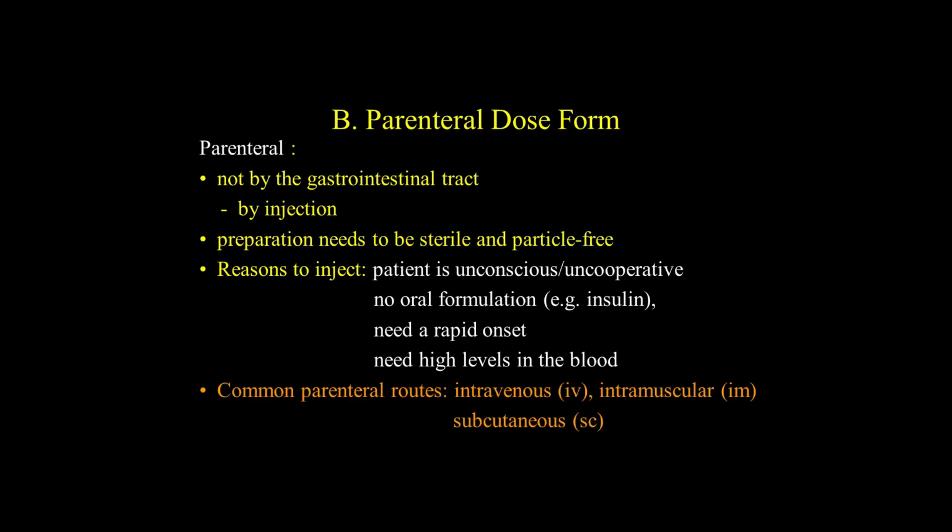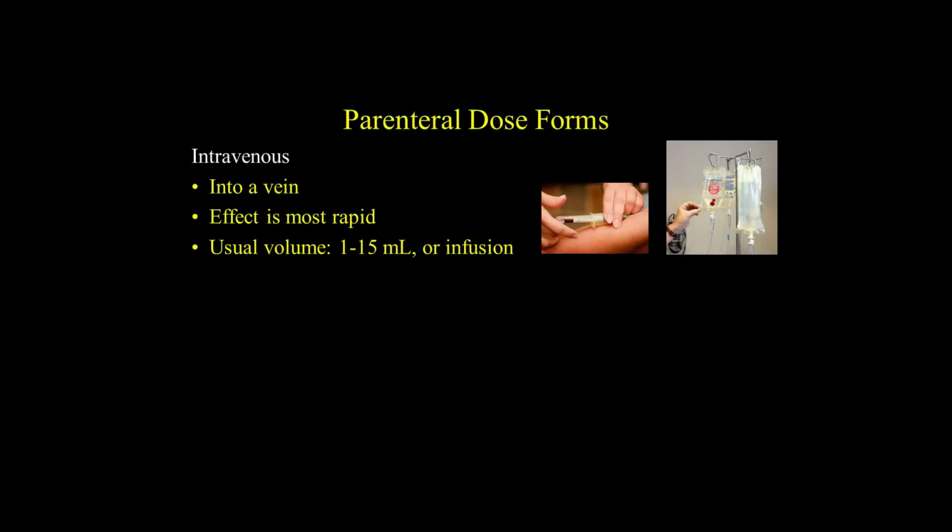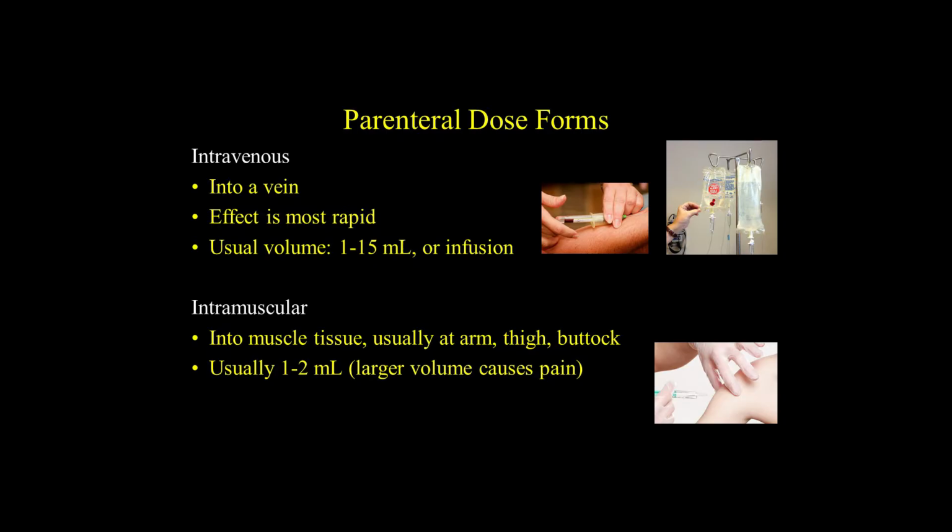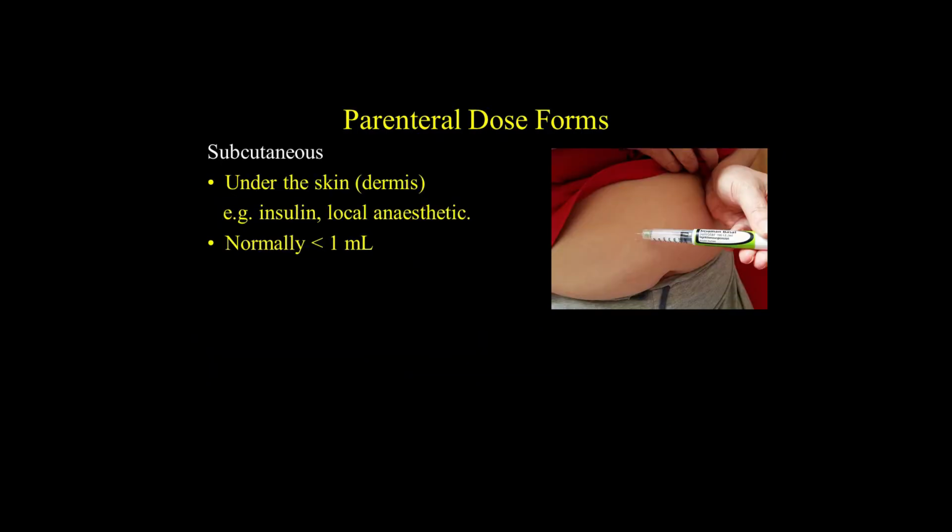We will now consider 3 common parenteral routes. Firstly, IV. The intravenous route is injection into a vein where the onset is the most rapid. It can be a bolus injection or a continuous infusion where the drug is diluted into a solution that is isotonic with blood. IM, intramuscular. This is used when the drug is injected into muscle tissue for a slower onset. SC or subcutaneous injection is a small volume injected into the subcutaneous layer for slow absorption of the drug.